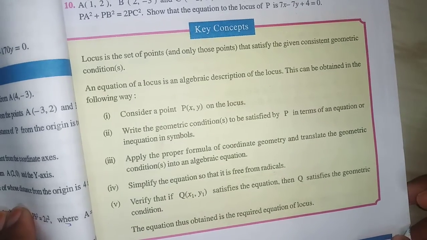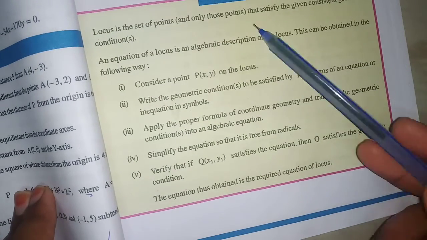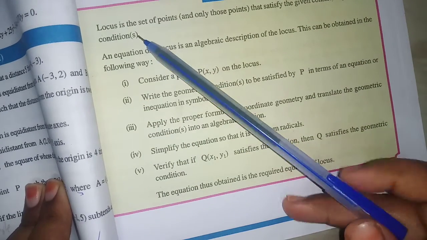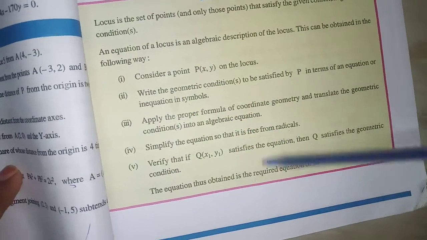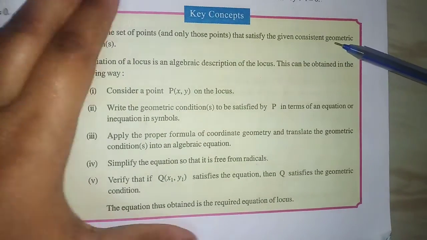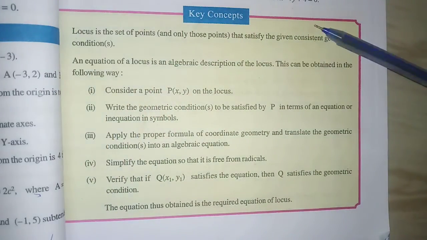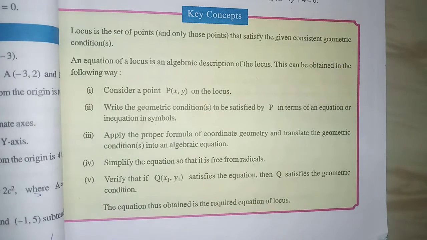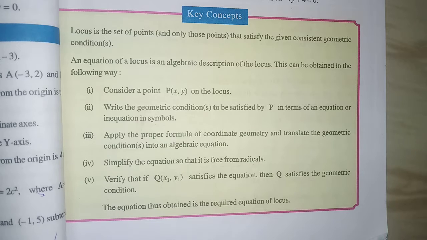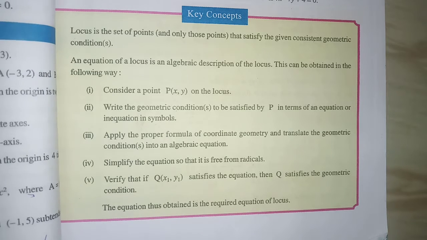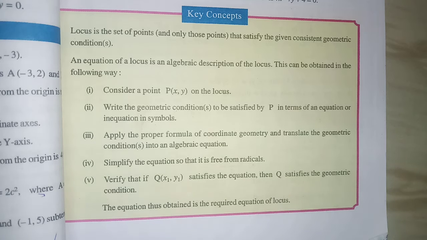Locus is the set of points that satisfy the given consistent geometric conditions, which you have to know. I'm not explaining this portion, but I will just read it. An equation of a locus is an algebraic description of the locus. This can be obtained in the following way.